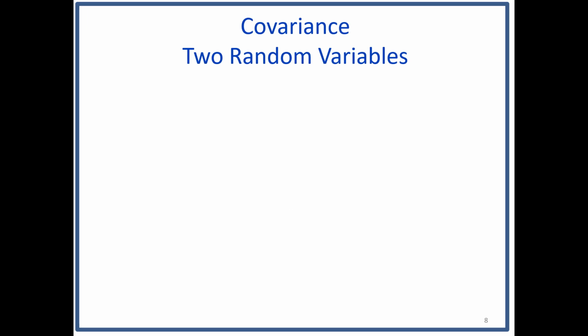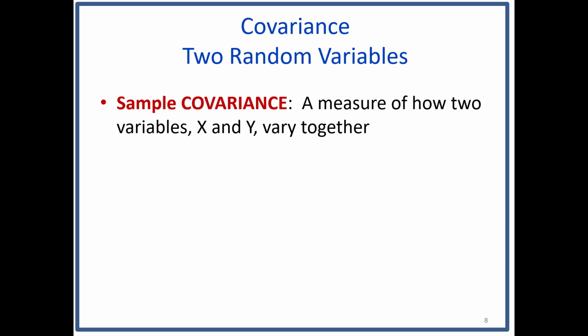So let's first talk about covariance of two random variables. The sample covariance is a measure of how two variables, or two random variables, x and y, vary together. Here is the formula. Covariance of x and y equals 1 over n minus 1 times the summation of i equals 1 to n of x sub i minus the mean of x times y sub i minus the mean of y. And again, this is a measure of how two variables, x and y, vary together.